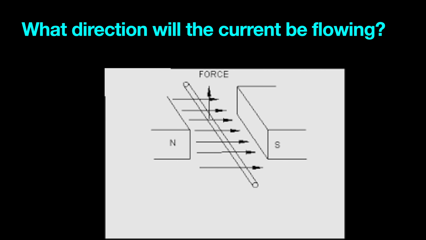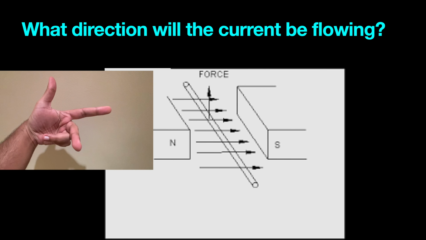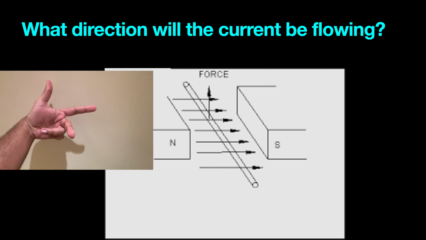Our first finger, representing the magnetic field lines, should be pointing to the right. As our force is upwards, our thumb should also be pointing upwards, as that's the direction of motion. And as a result, our second finger, representing the current flow, will be pointing towards us, out of the screen.